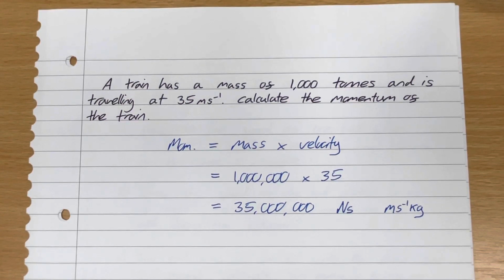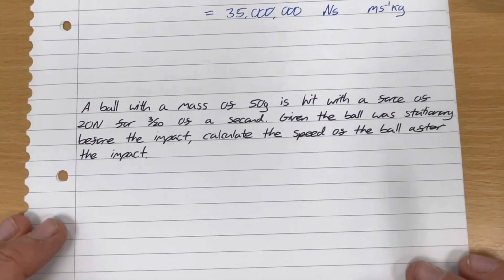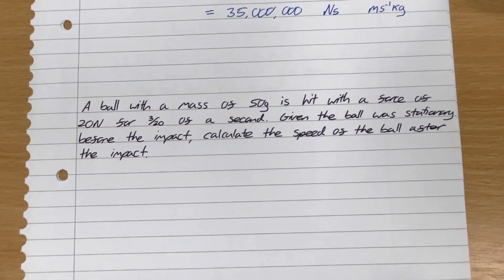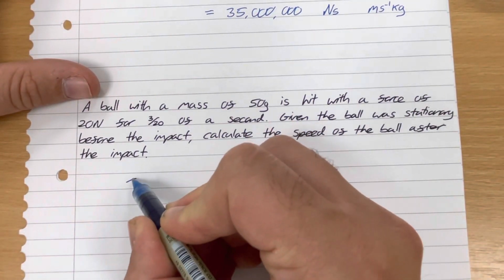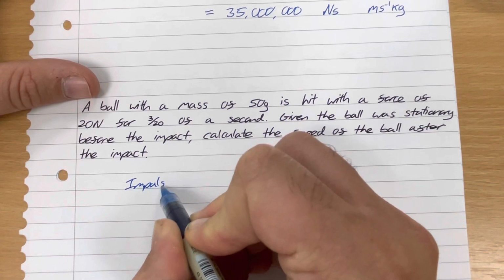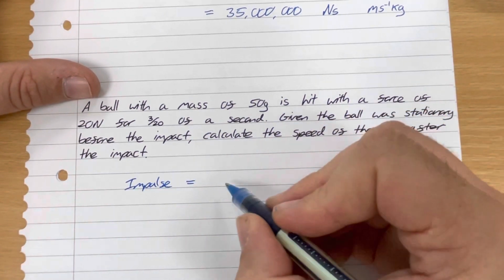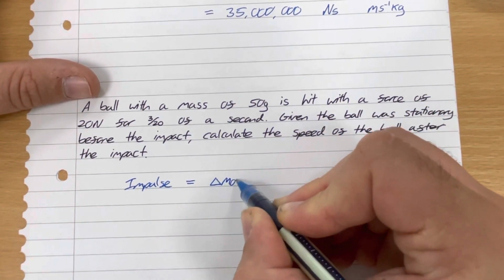Okay. Right, example number 2. A ball with a mass of 50 grams is hit with a force of 20 newtons for 3/20ths of a second. Given that the ball was stationary before the impact, calculate the speed of the ball after the impact. Okay, so this time we're going to use that the impulse is defined as being equal to the change in momentum.